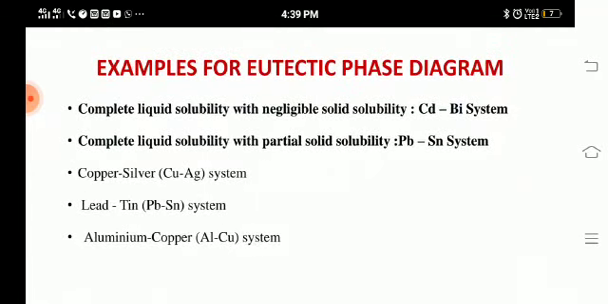We have two different examples. One is complete liquid solubility with negligible solid solubility, that is the cadmium bismuth system. Then we have complete liquid solubility with partial solid solubility, where both are completely soluble in the liquid phase but negligibly soluble in the solid state. If it is partially soluble, it is known as the lead tin system. Copper silver system, lead tin system, aluminum copper system are examples of eutectic phase diagrams.